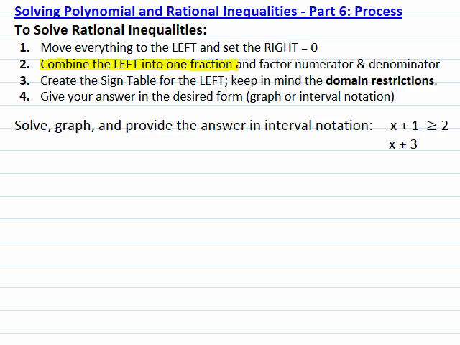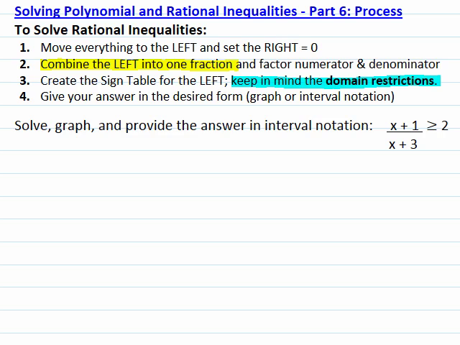Then we have to create the sign table for the expression on the left. Remember that when we have rational expressions, we have some issues with the zeros of the denominator. These are called the domain restrictions. You have to keep those in mind. And finally, based on your sign table, you will provide the answer.